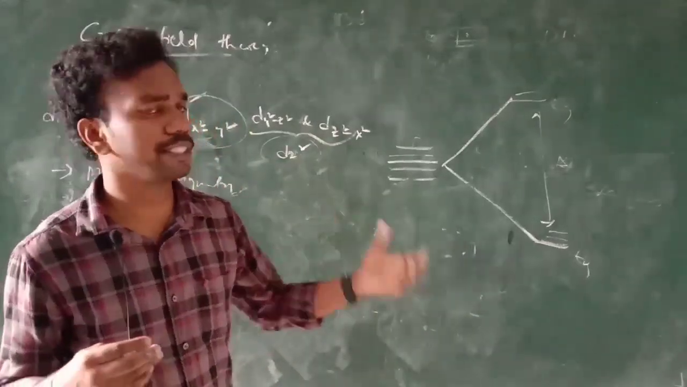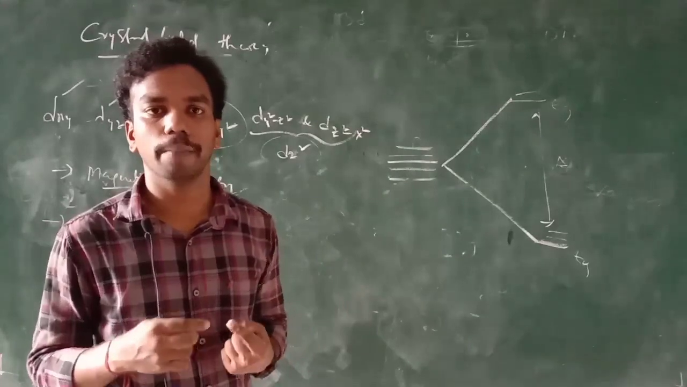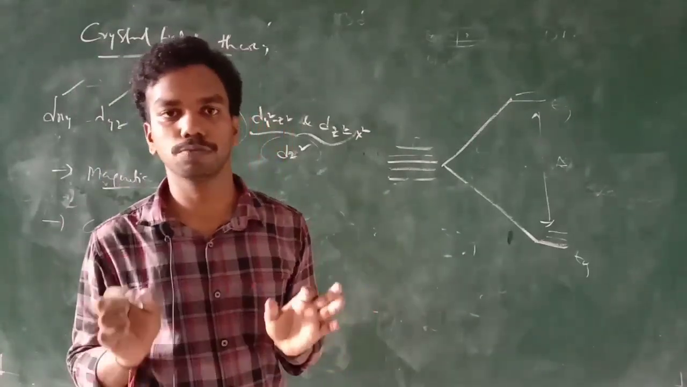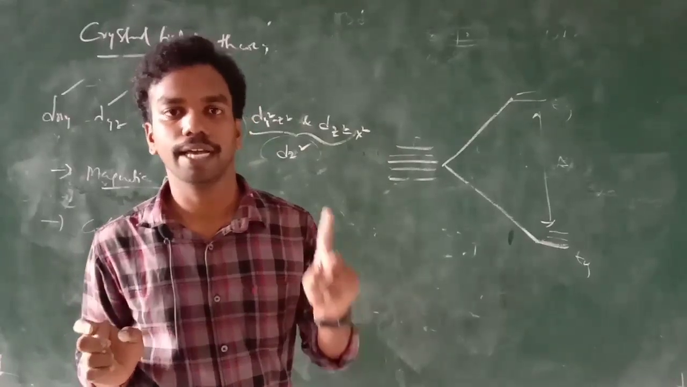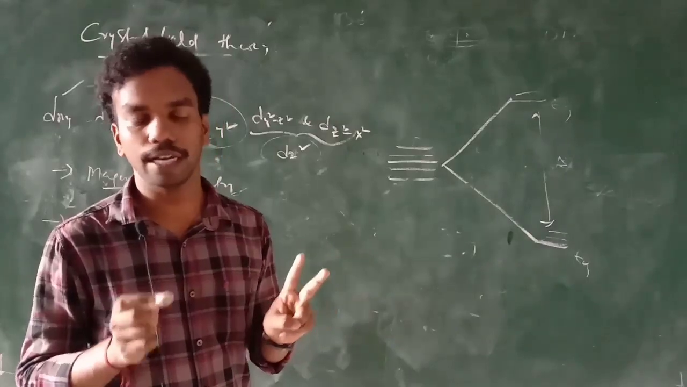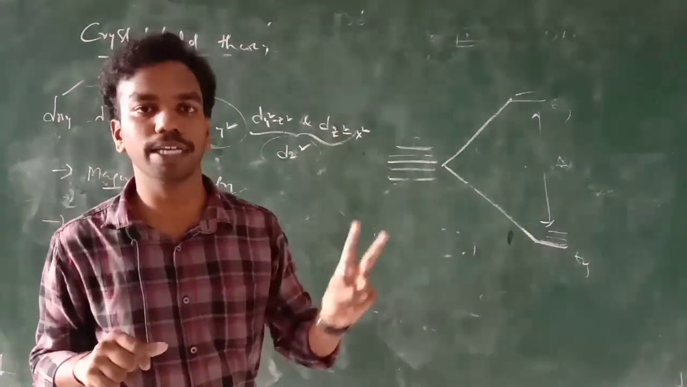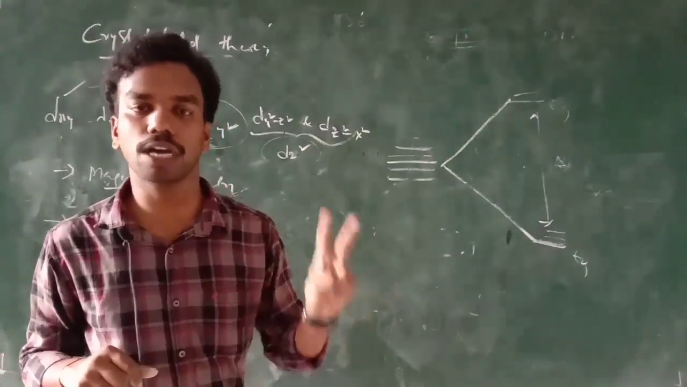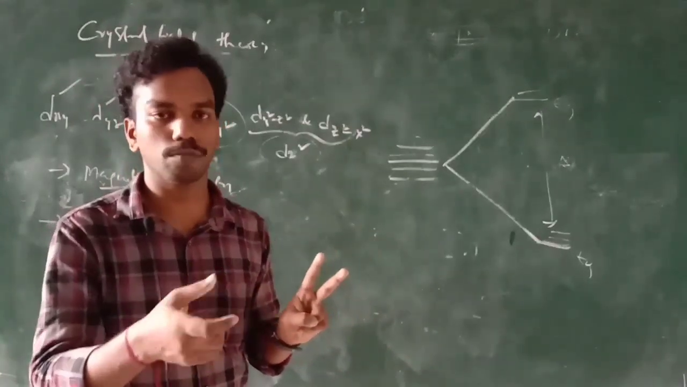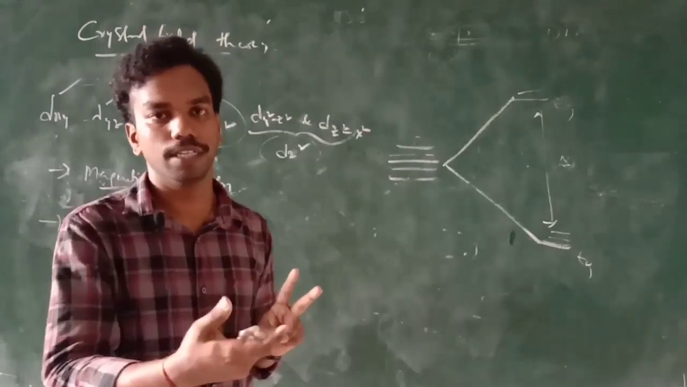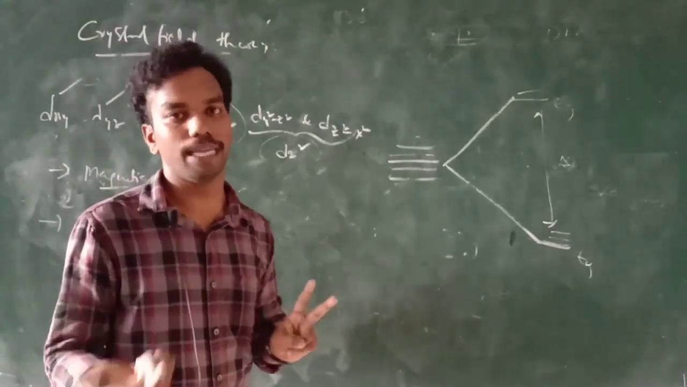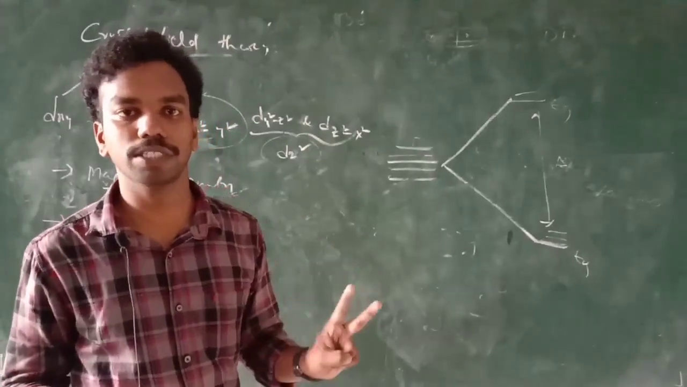So they made a few assumptions. The first assumption: the bond between metal and ligand is assumed to be purely ionic. The second postulate: the ligands are considered as point charges or point dipoles. If the ligand atom or molecule has a negative charge, it is considered a point charge. If it has no charge, it is considered a point dipole, right?